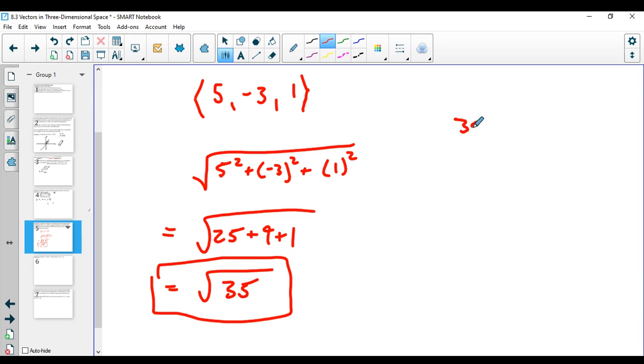All right, because if you try and break 35 down, done. Can't even break it down anymore. So nothing comes out of that square root.